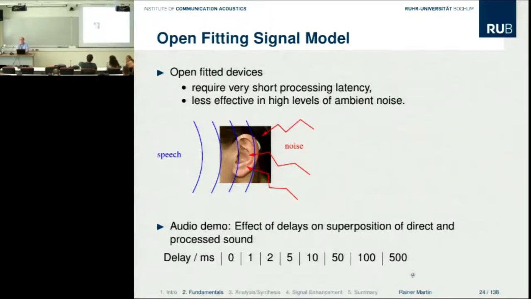Okay. Only two signals, right? And you listen to the superposition of both. And you can clearly hear how harmful delays in the processing are when you listen to both the original and the delayed signal. And that means that you have to keep the processing delay as short as possible.